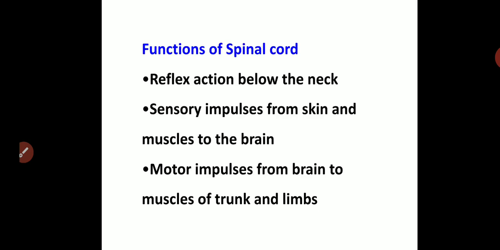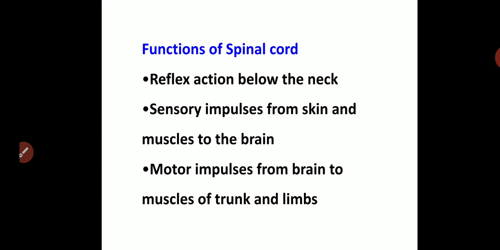Now coming to the functions of the spinal cord. The spinal cord performs these functions. It conducts the sensory impulses from the skin and the muscles to the brain. So whatever you see around, whatever information your sense organs take, that is taken up to the brain. Especially from the nerves, it goes to the spinal cord, and from the spinal cord to the brain. So it's a conducting medium.